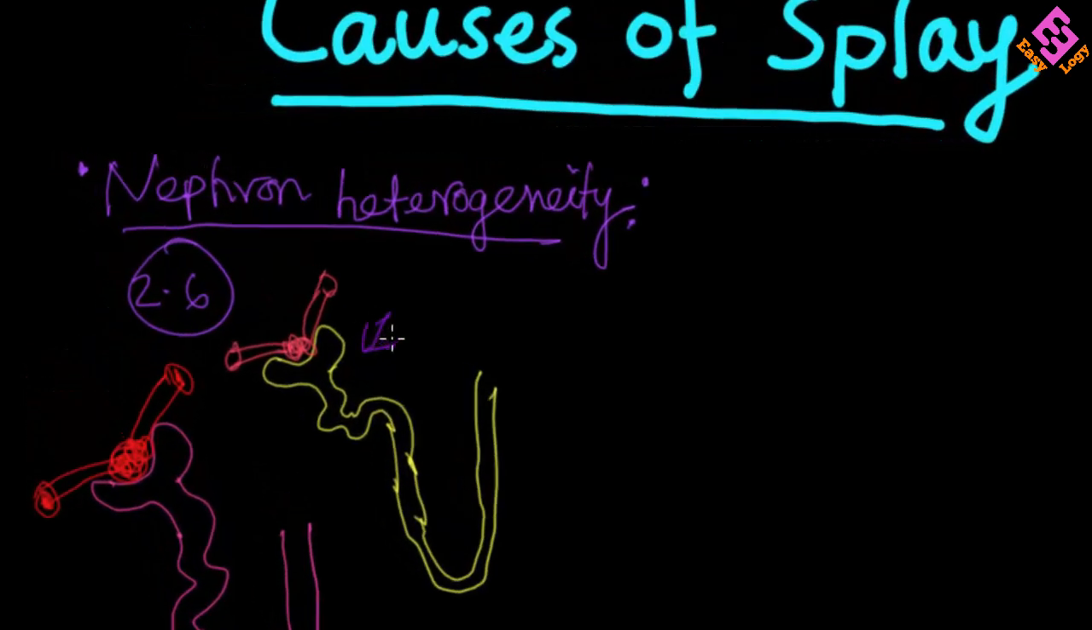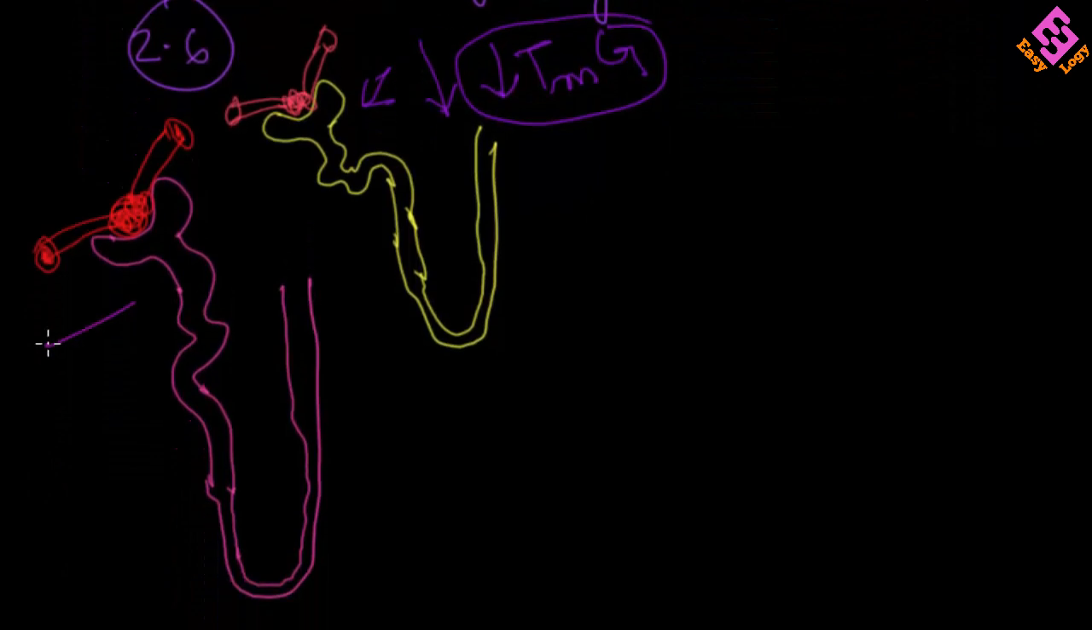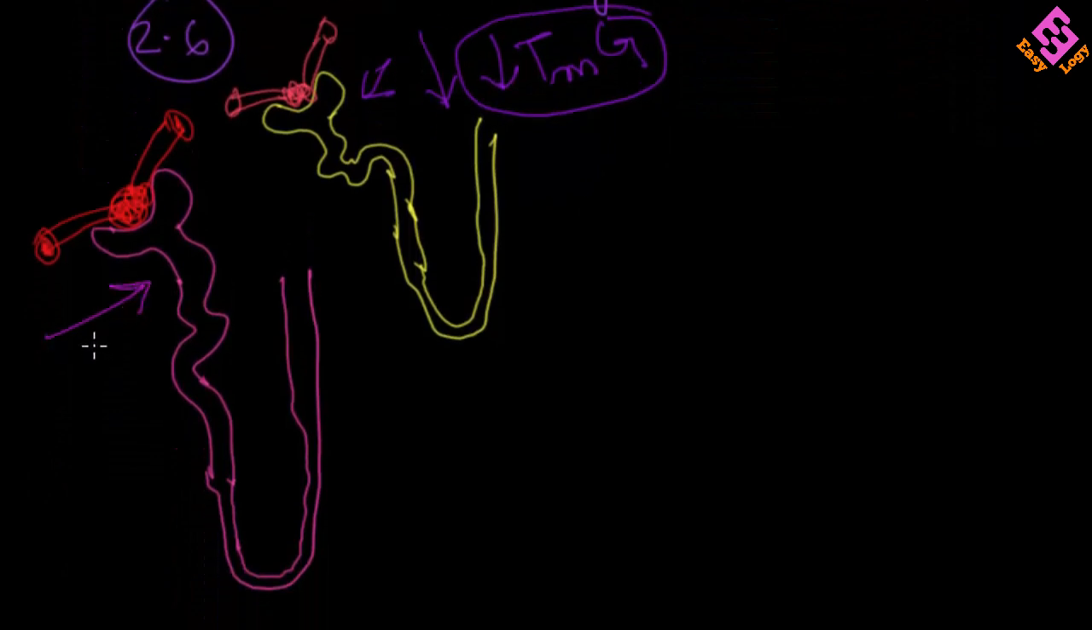Suppose this nephron has lower reabsorptive capacity, or we can say low TMG for this nephron, and as there is low TMG, it will excrete glucose at a plasma glucose much lower than normal. And suppose this one has higher reabsorptive capacity or higher TMG, it will excrete the glucose at a higher plasma glucose than the average nephron.